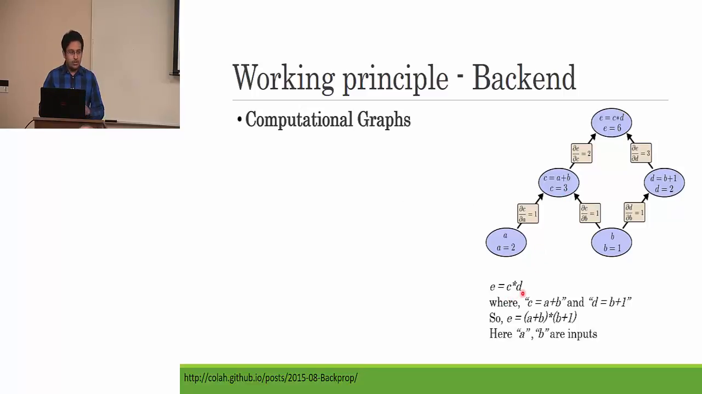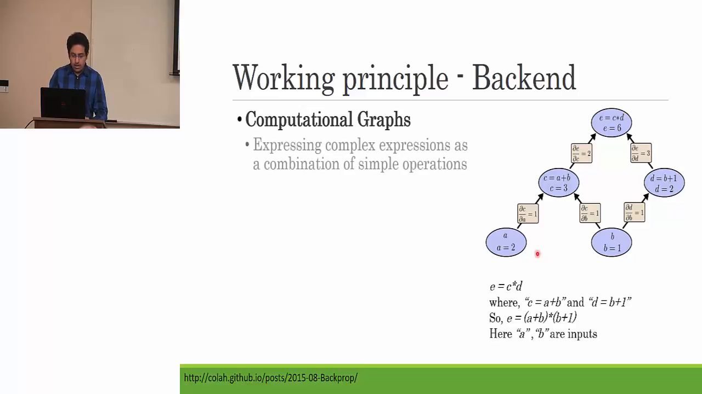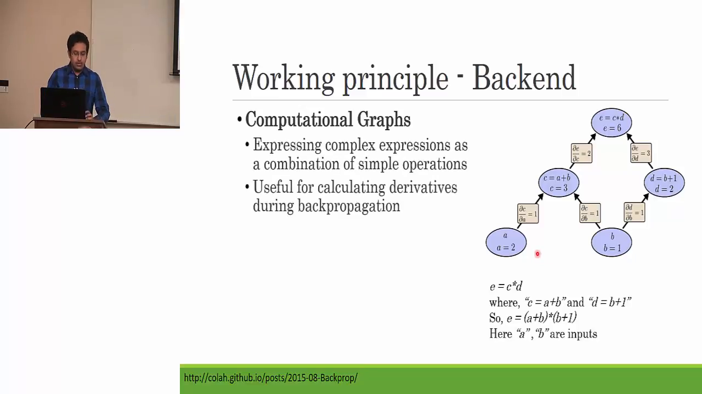Let's say we want to evaluate a complex expression, and this complex expression can be broken down into simpler expressions. Neural networks are function approximators, and they are basically a very complex function or expression. But if you want to implement that on the computer, you want to break the entire complex expression into simpler expressions, and then implement each of those separately. So the advantage of a computational graph is that you break down the complex expression into simple ones, and it's useful for calculating derivatives using backpropagation.